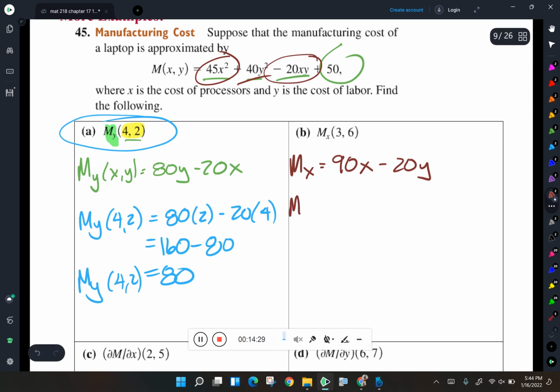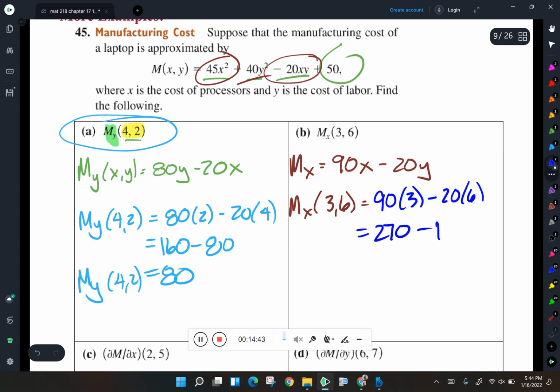So then m sub x of 3,6 will be, what is that going to be? That's going to be 90 times 3 minus 20 times 6. 90 times 3 is 270. 20 times 6 is 120. So what is that, 150? So m sub x, the first partial with respect to x of m, evaluated at the point 3,6 is 150. Right.